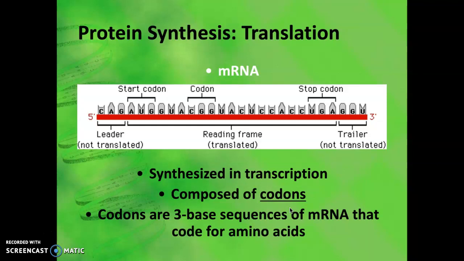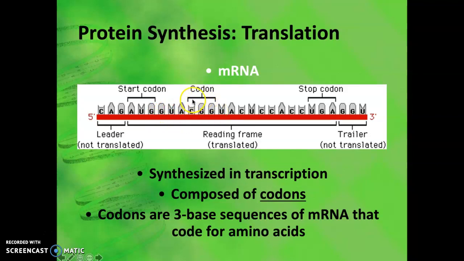Remember the players. mRNA is transcribed and synthesized in transcription. It is composed of codons. Codons are 3 base sequences of mRNA that code for amino acids. So this is an mRNA molecule that is processed and ready to go into the cytoplasm. And you can see right here that you need to read this in segments of 3 bases, like CAG, AUG, GUA, CGG.